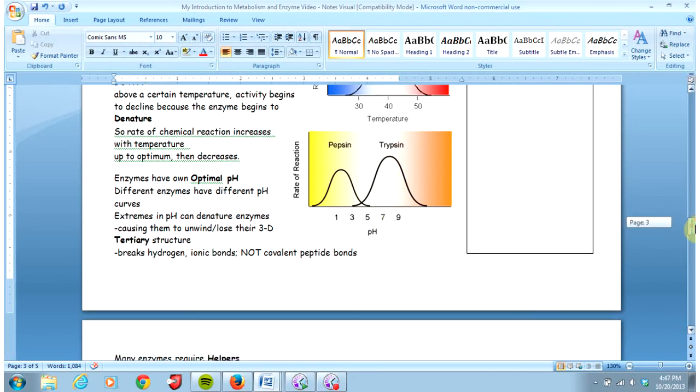The reason that enzymes are going to denature at different pHs is because it causes them to unwind and lose their tertiary structure. It will break the hydrogen and ionic bonds and hydrophobic interactions that exist between R groups that give us the tertiary structure. However, it's not going to break the covalent peptide bonds that occur between adjacent amino acids. So it won't break down the primary structure of a protein, but it will break down the tertiary structure.